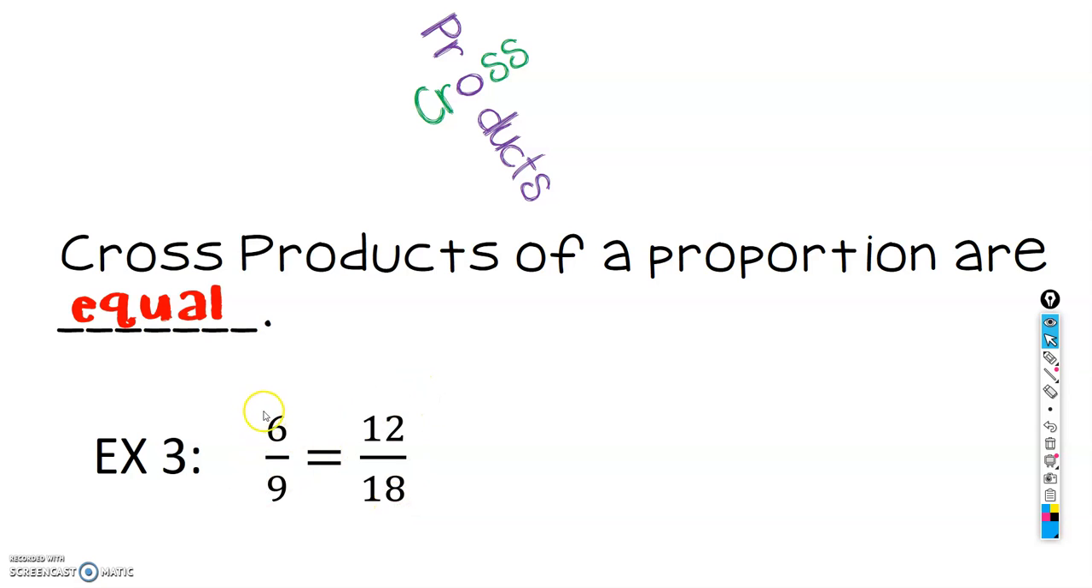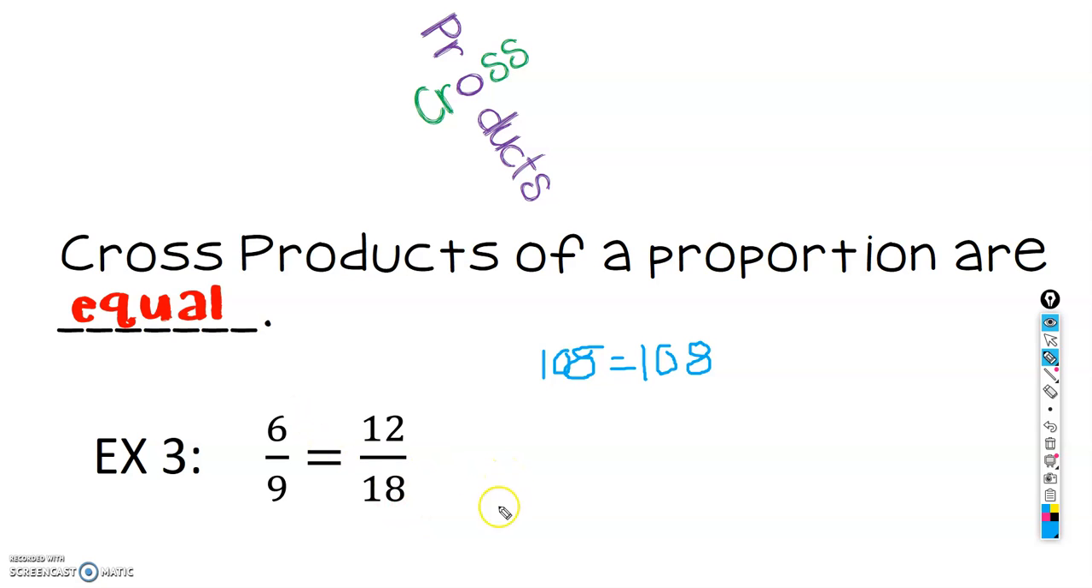So that means you're going to say 6 times 18. And let's do that on the calculator really quick. 6 times 18, and I got 108. So 6 times 18 is 108. And then I'm going to do the other way. 9 times 12. And 9 times 12 is 108. So when I'm using these cross products, it's pretty quick and simple. These are the same if we multiply this way and this way.